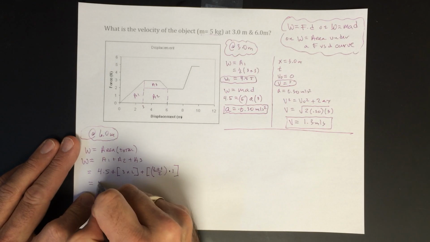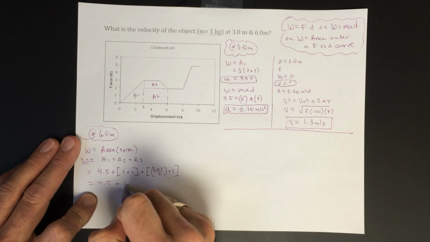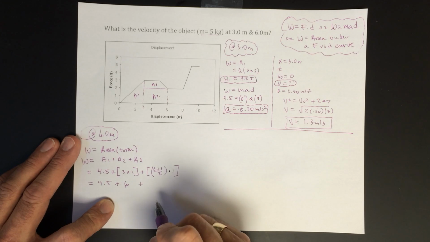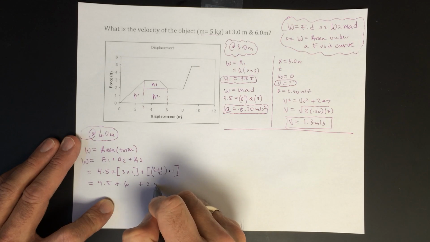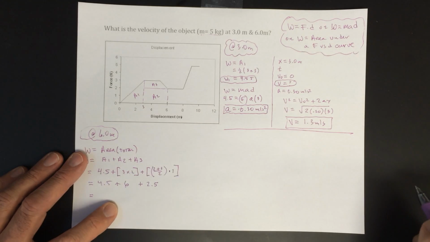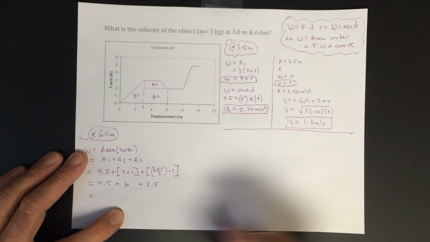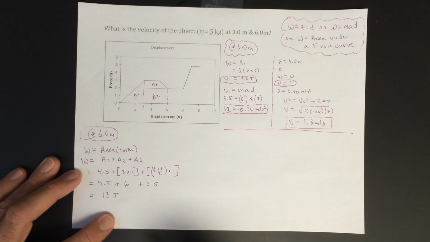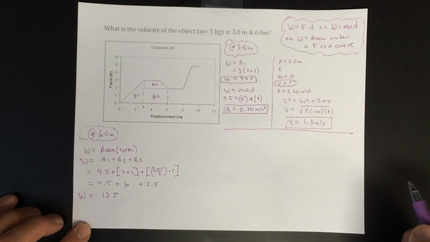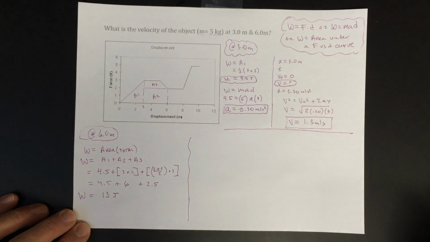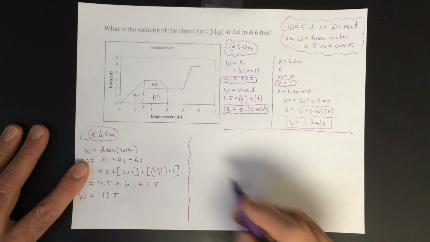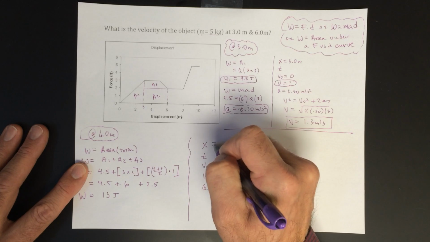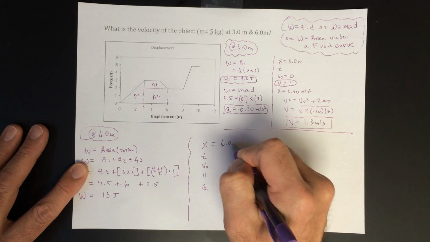So what do we have? We have 4.5 plus 6 plus 2 plus 3, that's 5, 5 divided by 2, so that's 2.5. So that works out to 13. 13 is the area, so that means 13 joules. So the work is going to be equal to 13 joules. Okay, so now we solve the problem just like we did previously. X, T, V naught, V, and A. X this time is 6 meters, 6.0.